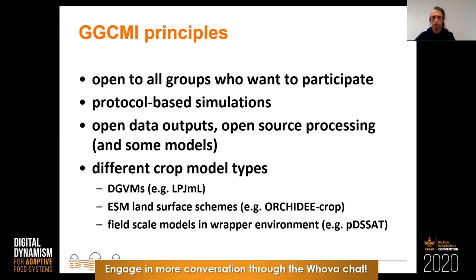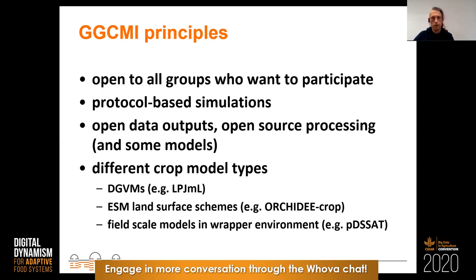All our post-processing and also some quality control scripting is all open source, so people can profit from what we do. And we also encourage that the crop models themselves become open source, but that of course is not really in our hands, and we depend on the modeling groups.